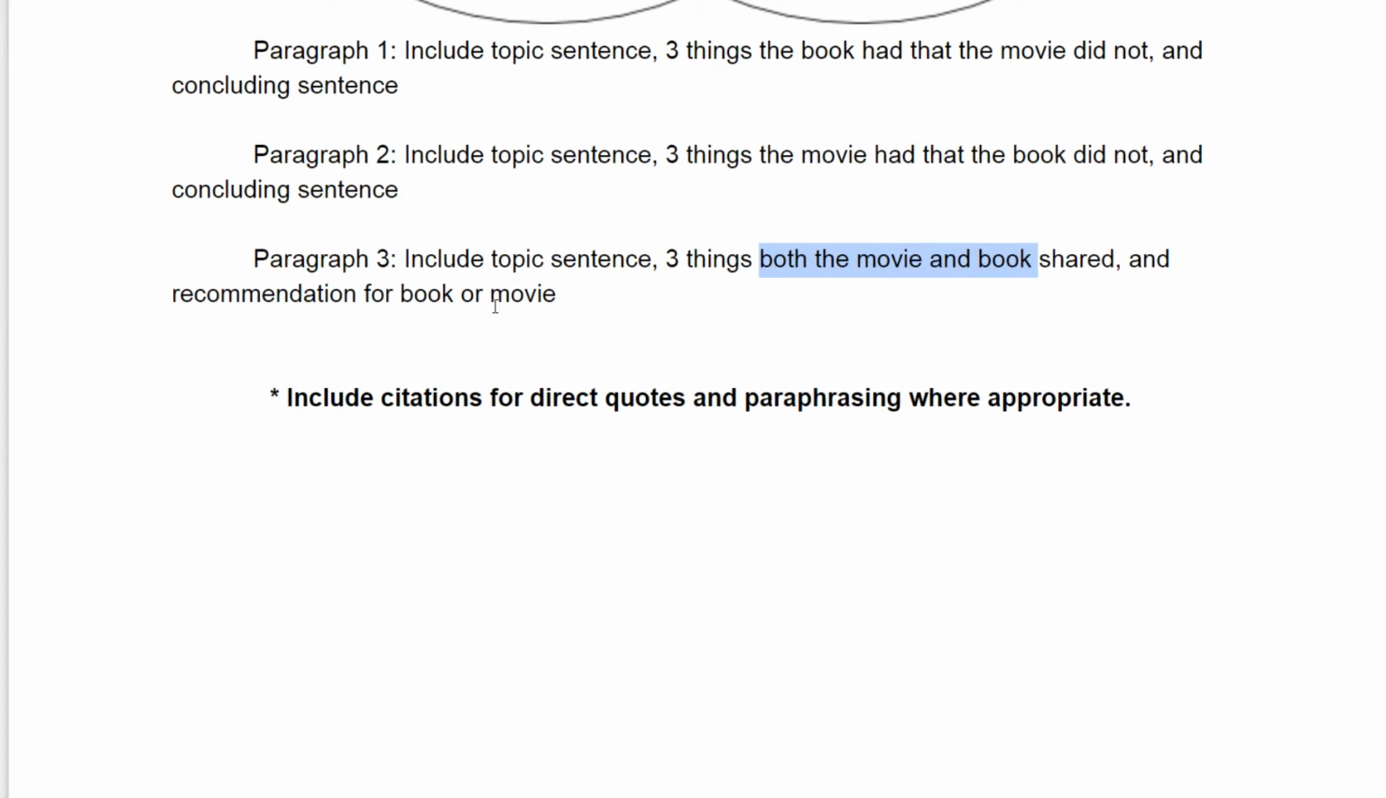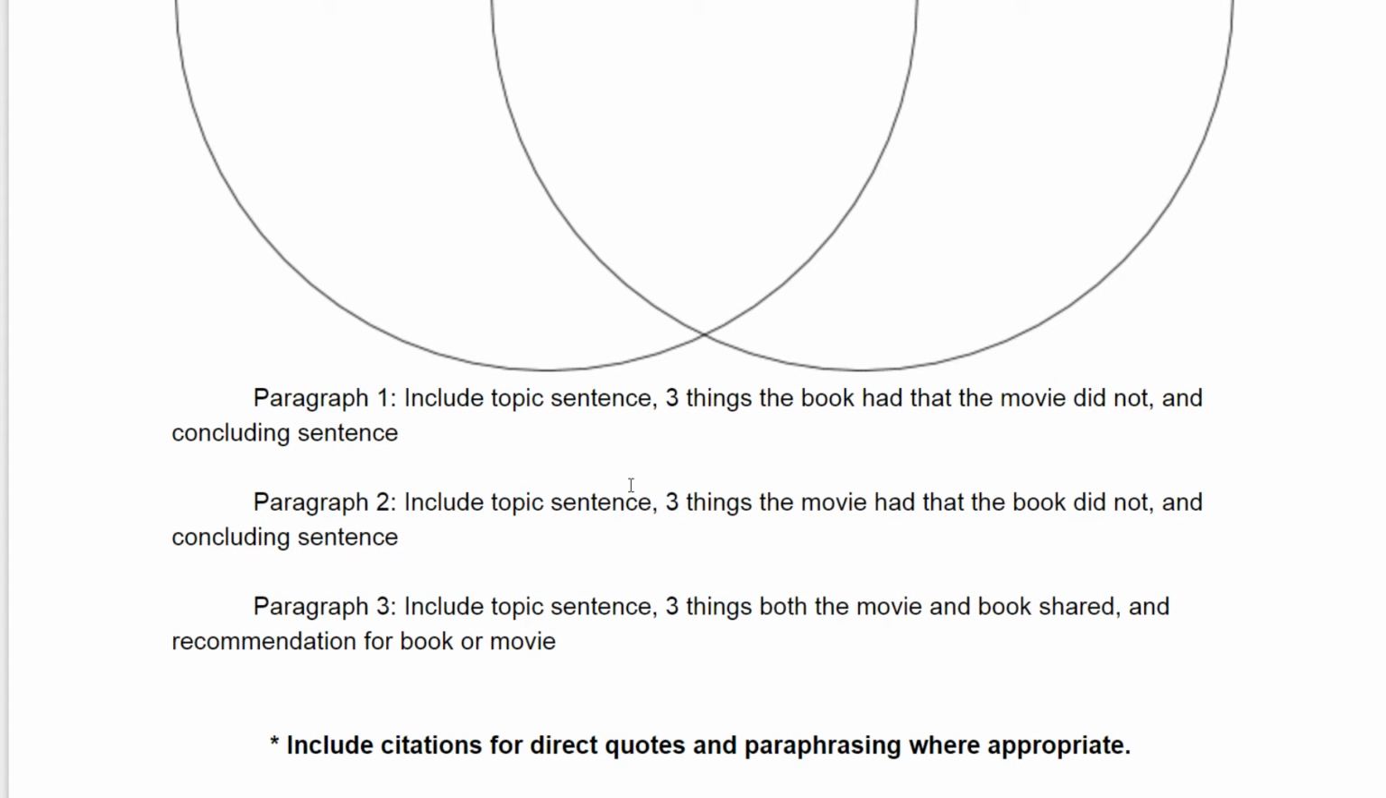With your last sentence, instead of having a traditional concluding sentence, you're going to give a recommendation and tell me which one you preferred and why. So if you're saying that you liked the book because it was more detailed, you can include that. If you're going to say you liked the movie because you liked the visual representation, something along those lines. And again, include citations for direct quotes and paraphrasing where appropriate. You guys are required to have direct quotes and paraphrasing with citations embedded into your writing.